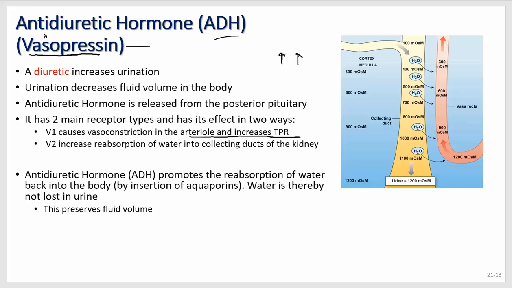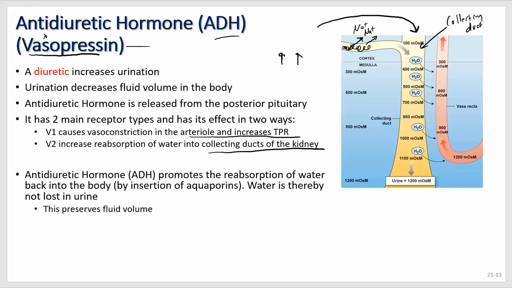And the V2 increases reabsorption of water into collecting ducts of the kidney. Now that's what I have a picture of over here. So remember, this is our nephron. This is where we had urine flowing through there. We were talking about reabsorption of sodium by aldosterone, so that was going on in this distal tubule. Well, then that moves into something called the collecting duct.